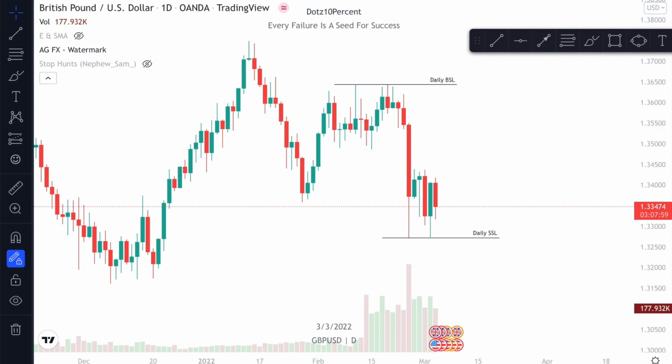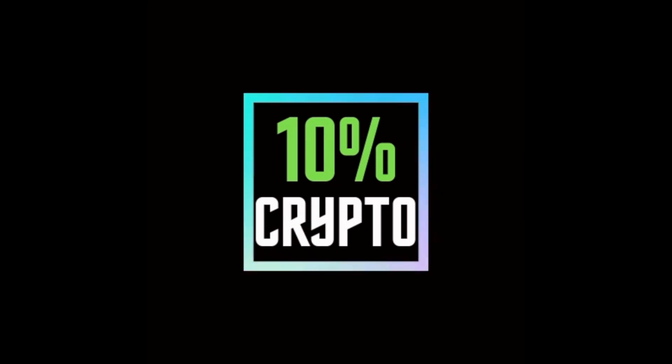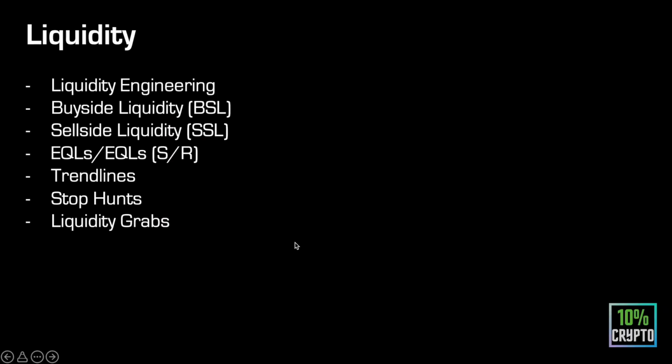So back to the presentation. I didn't go through every concept in depth because a lot of them do just tie into each other. Buy side liquidity I explained, sell side liquidity equal. Sorry, I wrote both as the same thing here. It's meant to be EQHs, equal highs, and equal lows, EQLs. You might see this on people's charts. The reason I wrote SNR is support and resistance.